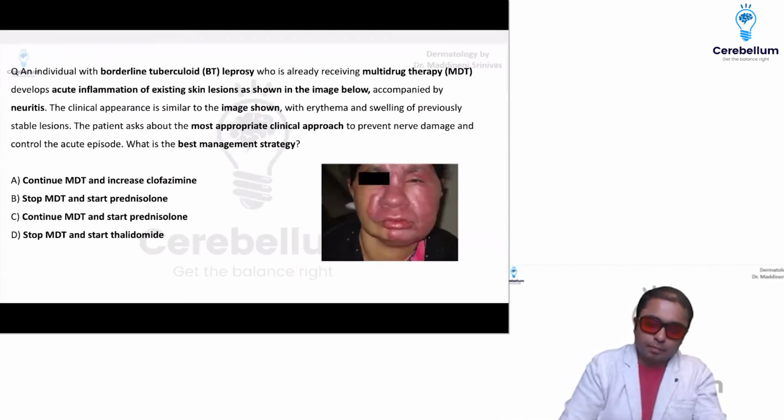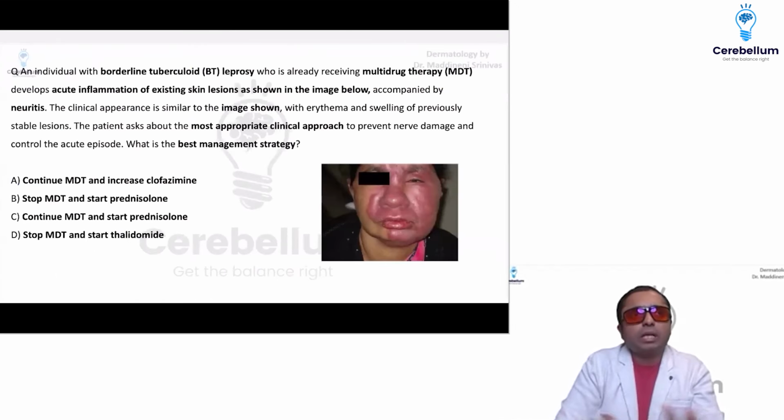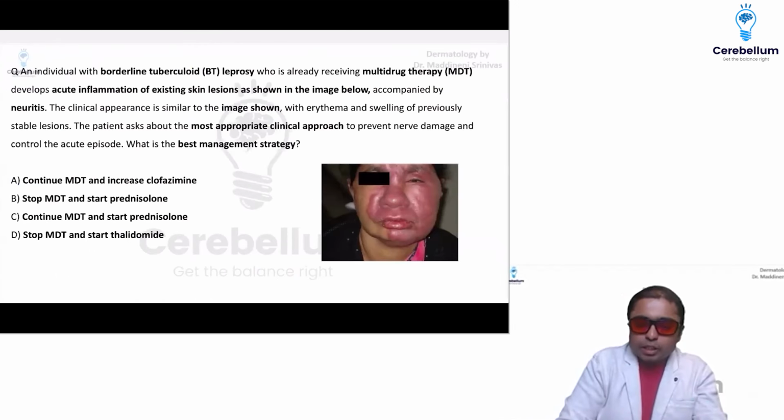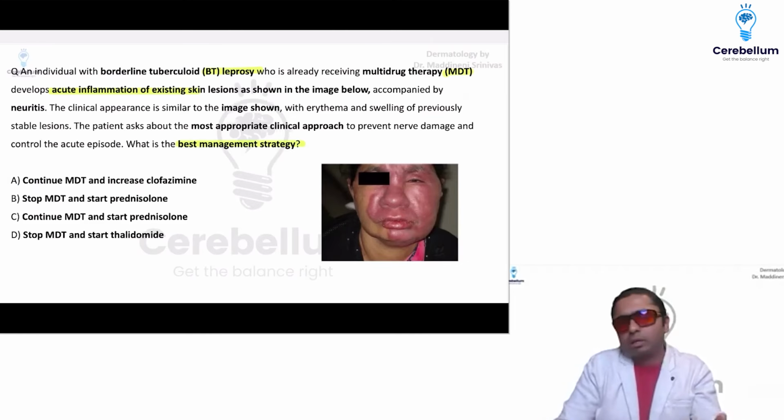Next is this question which is asked n number of times. So there is a patient of BT leprosy, right? And it was mentioned that there was sudden development of inflammation of the existing lesions. So there is inflammation of the pre-existing lesions, and the patient is already on multi-drug therapy. So what is the best possible management strategy in this particular patient? This was the MCQ. Was there any image given? Was this image given or any other image looking similar to this image given in the exam?